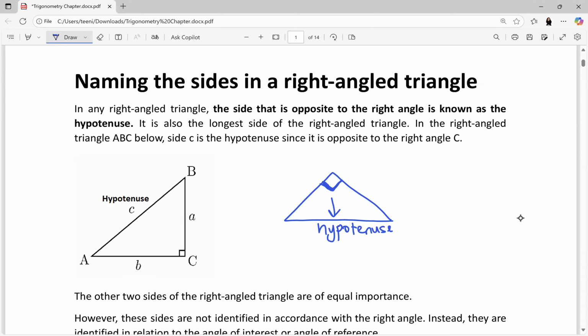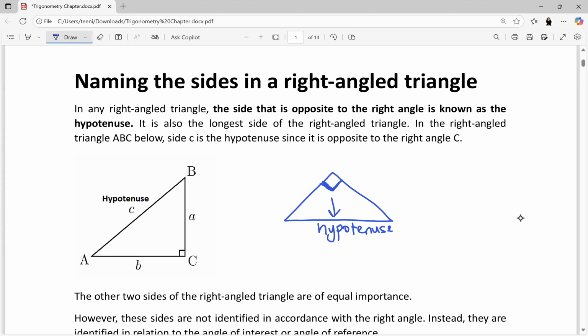All right. Now, the other two sides in the right angle triangle also have important names. And it's actually extremely important to be able to correctly identify those other two sides because based on that is how you would know which trigonometric ratio to use. And we're going to go on to trig ratios shortly, right?